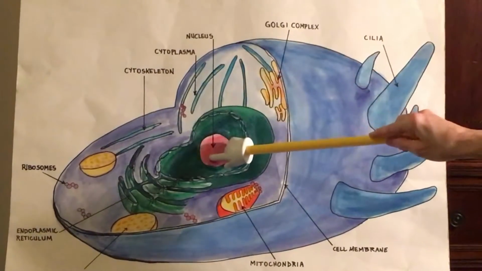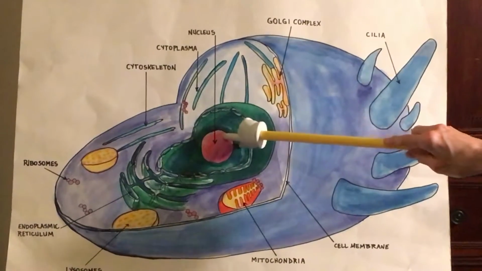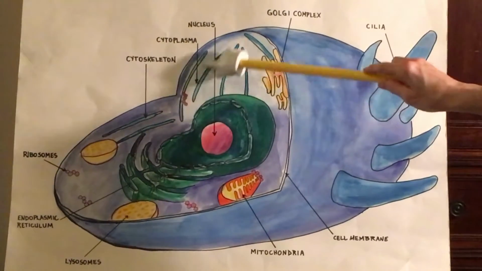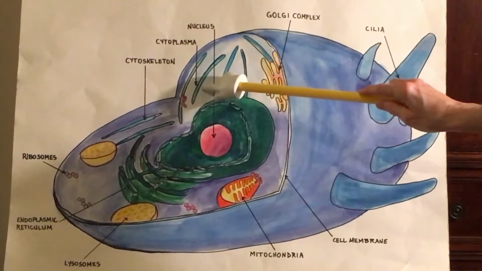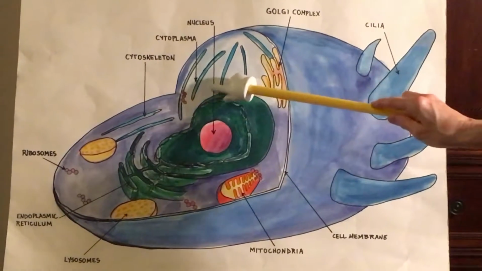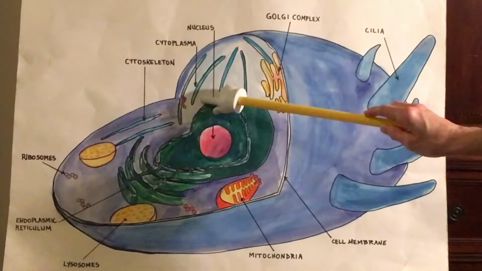Here is the nucleus. It is the control center for the cell and where your DNA is located. Here's your cytoplasm. It's a fluid that contains proteins and molecules that work to break down the sugars and fats that come into the cell and other chemical things that the cell needs.